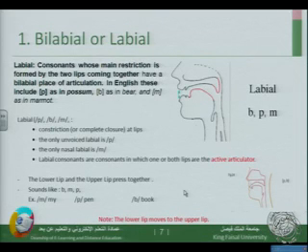First of all, let us start with the place of articulation. أول مكان ننطق فيه consonant خلينا نحكي عنه هو الbilabial. Bilabial أو labial.